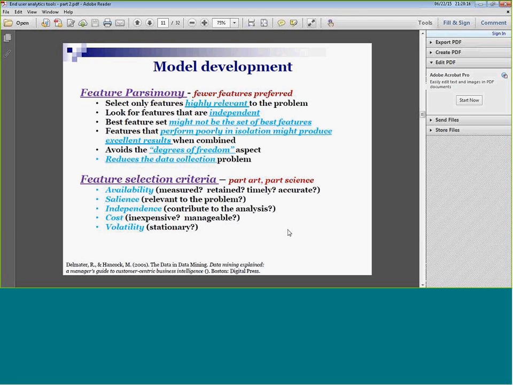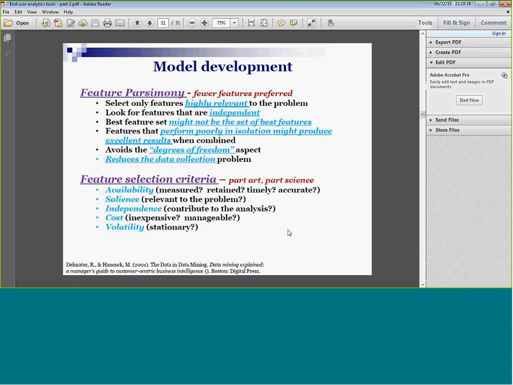However, they never implemented the model. It was too complex, took too long to run, too complicated. You're not going to sit there on your website for an extended period of time waiting for a movie recommendation. Even if it is a better fit, it just was too cumbersome. So you have to look for features that are available, that can be retained, that are timely, that are accurate.